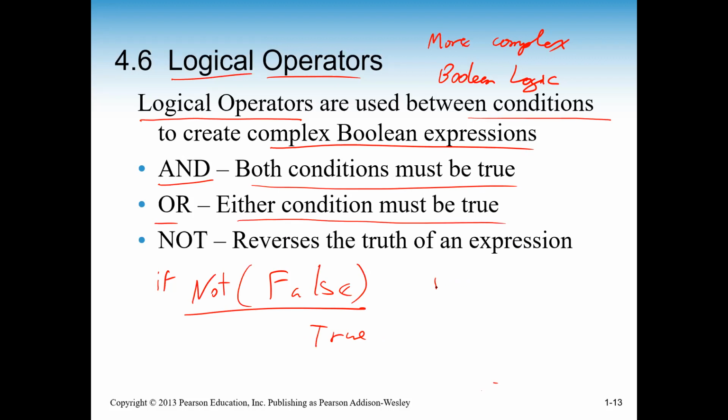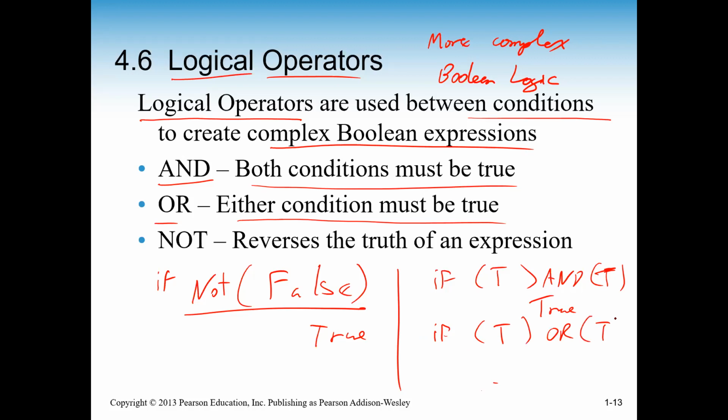So that's like saying I have if condition and condition. For this to evaluate to true, you have if true and true. If both conditions are true, then this is true. In the or, if true or true, it says either condition must be true.